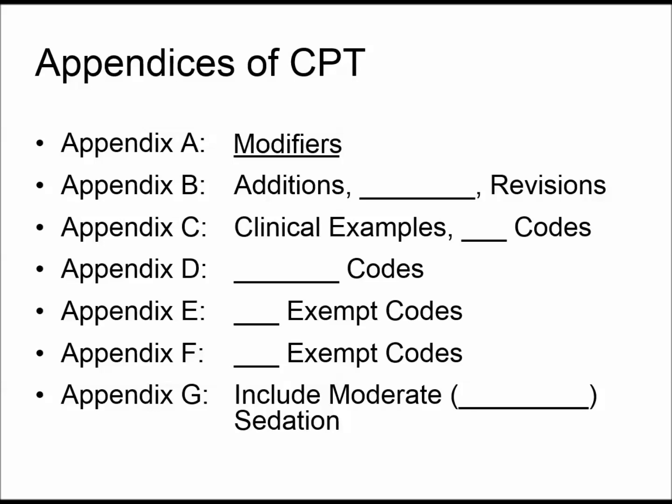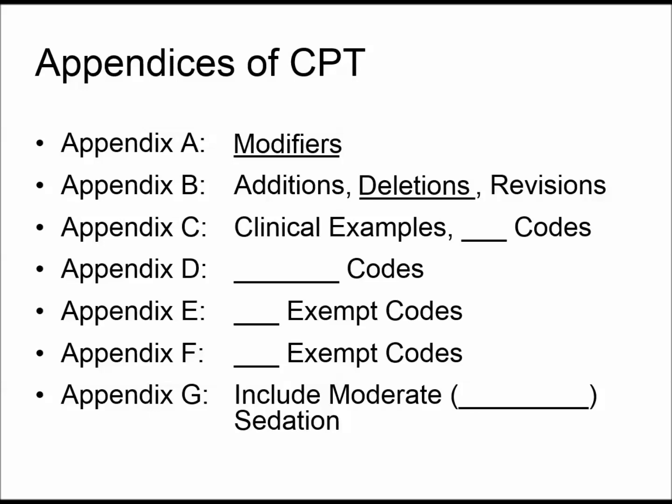Appendix A shows your modifiers, and modifiers again are going to tell a little bit more about the procedure. Something else happened along with that procedure. Appendix B, additions, deletions, and revisions of codes. They'll show you the list of codes that have been added, deleted, or revised.